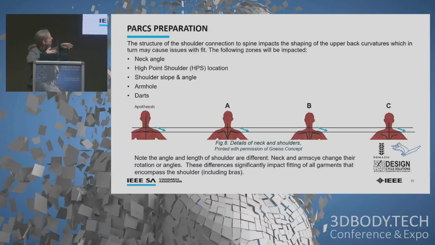So if they change this, these could be very significant if I'm designing intimate apparel. It really depends on what you're designing, but it also will impact the measurements, the armhole, the darts, the neck angle. All of this changes, and it's changed because I put in an auto rig.